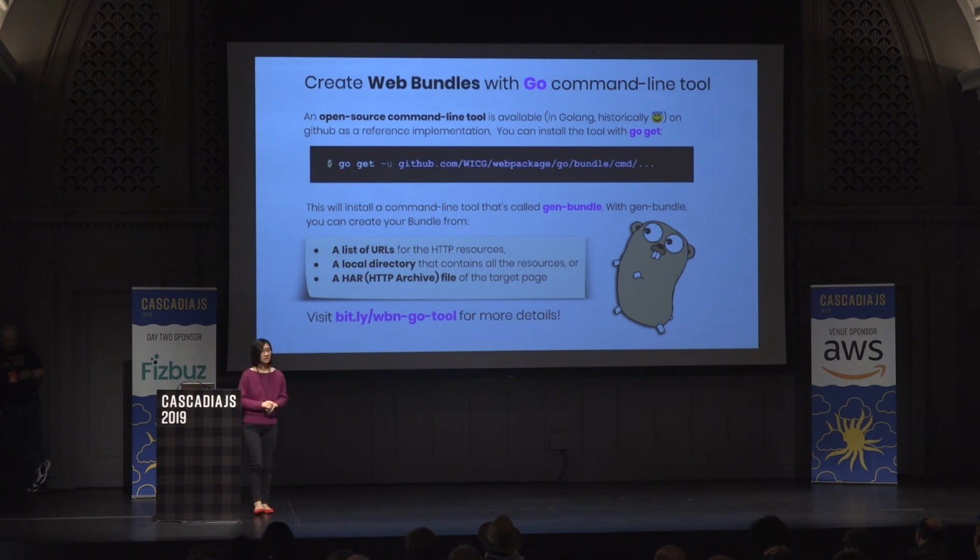But anyway, there's a command line tool available in the web packaging spec repository that's written in Golang. As long as you have a Golang environment, it's very easy. You can install it by running go get. And there's a command called gen-bundle, so that you can create bundles from a list of URLs, or from a local directory that contains all resources, or an HTTP archive file.